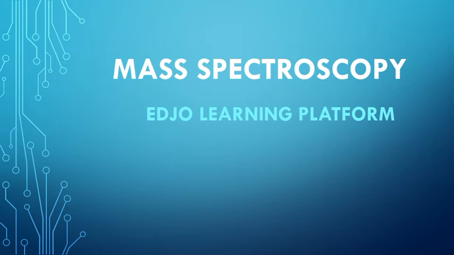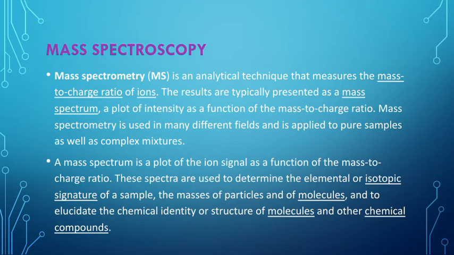Today we will discuss mass spectroscopy for many science-oriented objective exams. Mass spectroscopy is an analytical technique that measures the mass to charge ratio of ions. The results are typically presented as a mass spectrum, a plot of intensity as a function of the mass to charge ratio. Mass spectroscopy is used in many different fields and is applied to pure samples as well as complex mixtures.